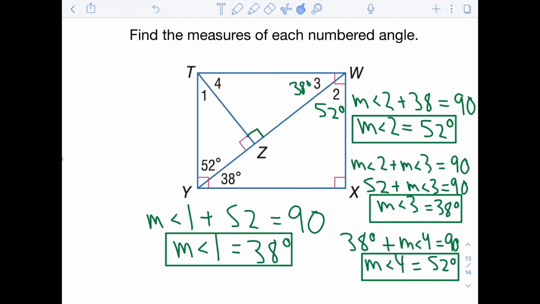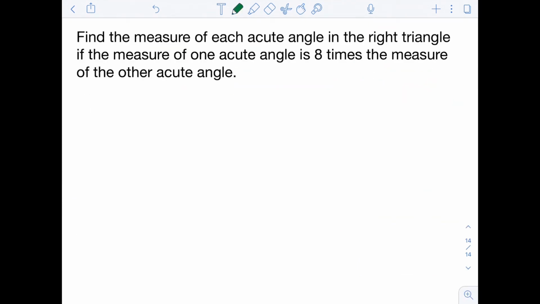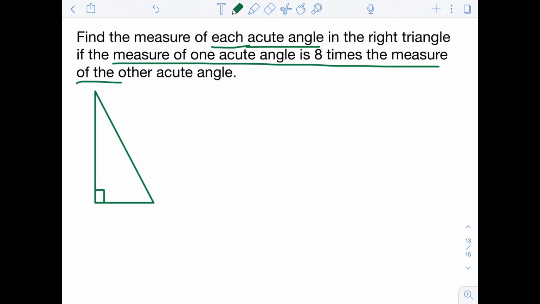Now let's do our final example. Find the measure of each acute angle in the right triangle if the measure of one acute angle is 8 times the measure of the other acute angle. So it looks like we have this right triangle, something like this, and it wants us to find the measure of each acute angle in this right triangle. And it's saying that the measure of one acute angle is 8 times the measure of the other acute angle. So that means one of the acute angles is going to have a measure of, let's say, x, and the other acute angle is going to have a measure of 8 times that. So it's going to be 8x.